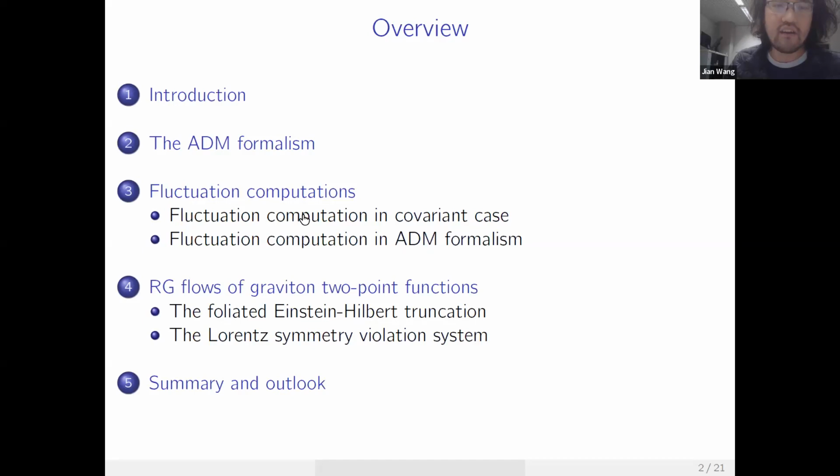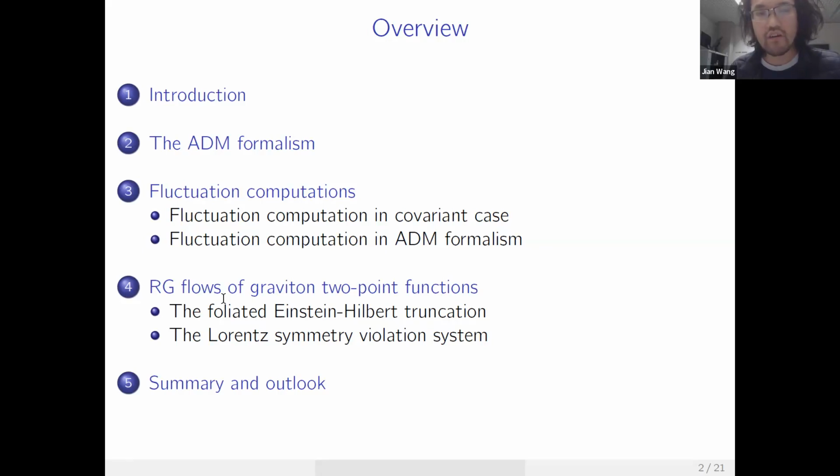First, I'll briefly review the fluctuation computation for the covariant case. On the other hand, I will adapt the formalism to the ADM case where the spacetime is foliated. After the background knowledge, I'll then introduce our setup on the computation for the RG flow of graviton two-point functions.